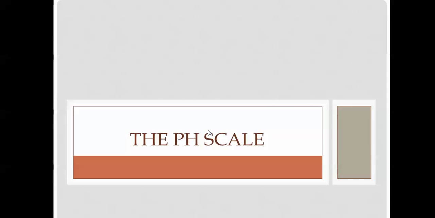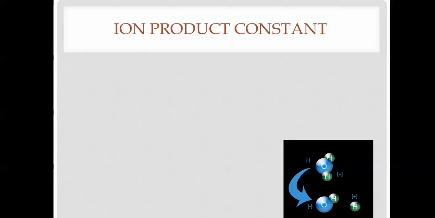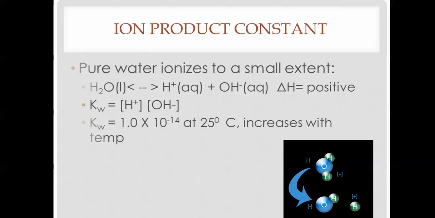Okay, so here we are, the pH scale. So we're going to talk about a couple things. We're going to talk about something called the ion product constant for water, and we're going to define pH and make some pH calculations. So, ion product constant for water.